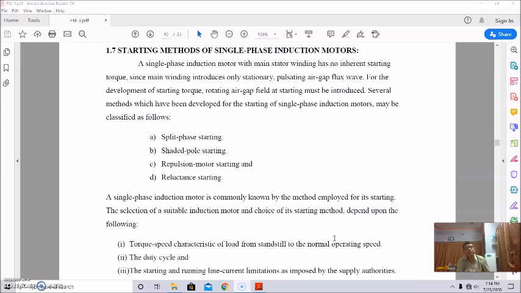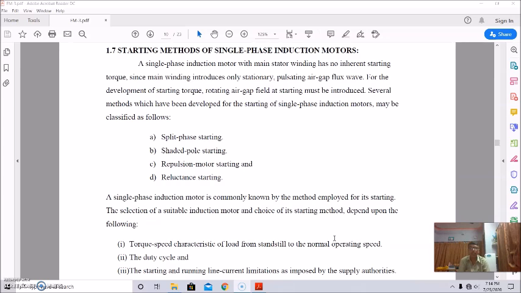A single phase induction motor with main stator winding has no inherent starting torque, since the main winding introduces only a stationary pulsating air gap flux wave. For the development of starting torque, a rotating air gap field at starting must be introduced, and several methods which have been developed for the starting of a single phase induction motor may be classified as follows.